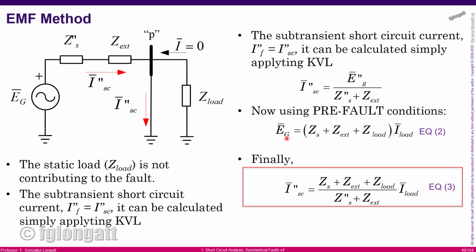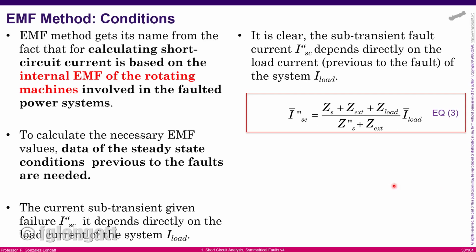In this equation, we can write the voltage divided by the impedance. But the internal voltage, remember, during the subtransient period is the same as the one coming from the load conditions. We can put equation number 2 inside this equation of the short circuit current, and voila, we have a short circuit expression that is equation number 3. It's very important that you understand the following. Equation number 3 defines the short circuit current in that specific case.